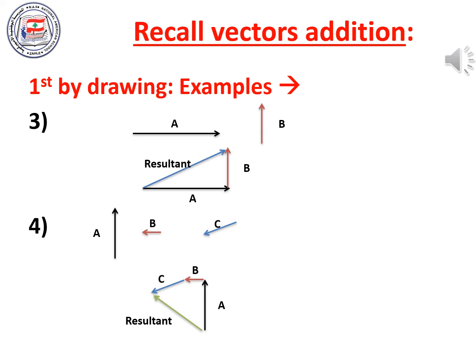Then I bring C and I stick the tail of C to the head of B. And the resultant vector is from the tail of the first to the head of the last, as you can see in the figure in front of you. So this is how we can find the resultant vector by drawing.